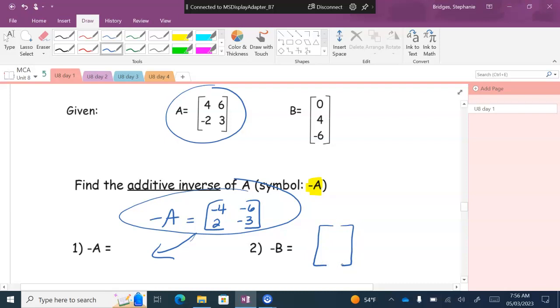Does 0 have an opposite? No. Okay, so that top one's going to say 0. And then 4 is going to turn to -4, and -6 is going to turn to +6. So that would be the additive inverse for B. Anybody have any questions?